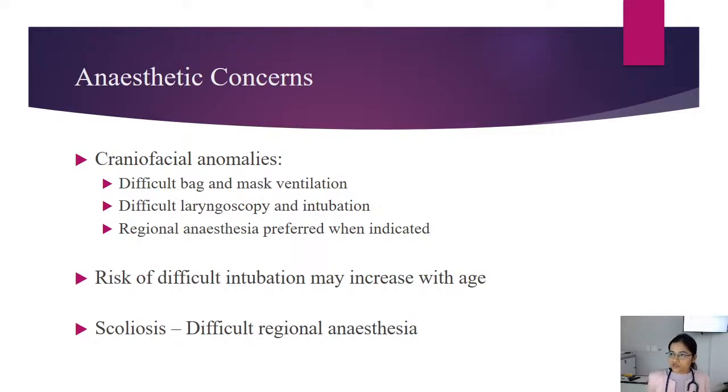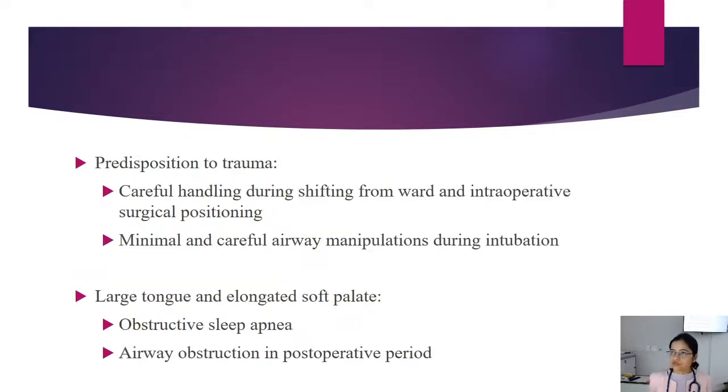The risk of difficult intubation may increase with age because the craniofacial anomalies also increase with advancing age. Some patients may also present with scoliosis, which can cause difficulty in giving spinal and epidural anesthesia. In such cases, ultrasound can be used. Because of fragile bones, these patients are more prone to trauma. Careful handling should be done during shifting from the ward and also in intraoperative surgical positioning. Airway manipulation during intubation should be minimal and careful to avoid injury to the cervical spine.